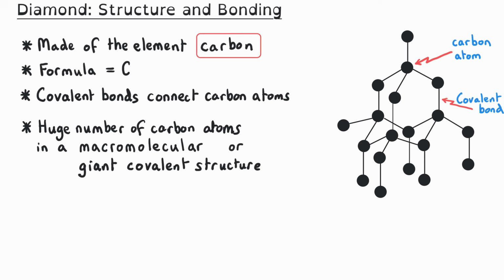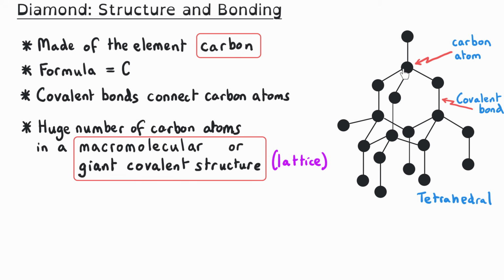The structure of diamond contains a huge number of carbon atoms in a giant covalent structure, sometimes referred to as a lattice, which is a generic phrase which just means a regular repeating pattern. On this occasion, that repeating pattern is a tetrahedral shape around each atom of carbon. I'm just showing a small section of a larger lattice here, but this would of course continue in 3 dimensions and probably cover billions and billions of atoms of carbon.